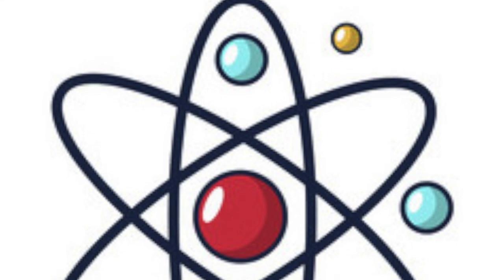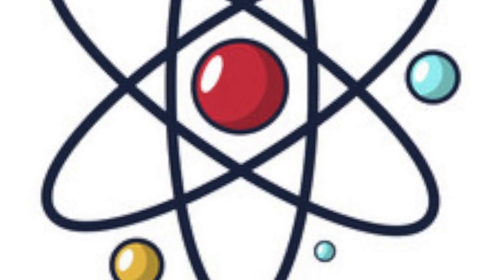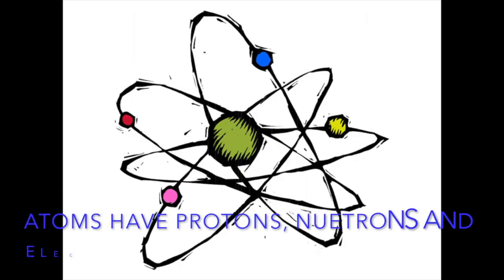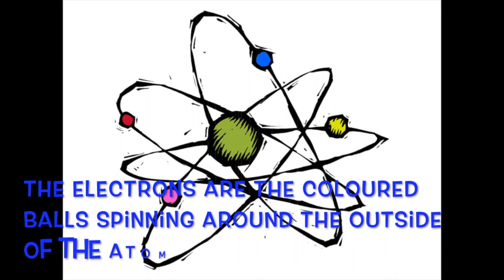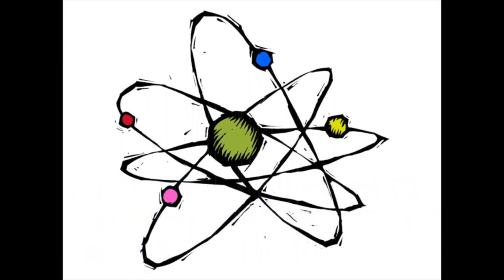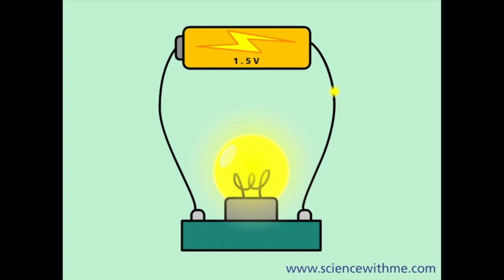Electricity comes from atoms. Atoms are tiny particles that make up all matter. Every atom has protons and neutrons that stick together in the middle of the atom and an electron spinning quickly around the outside. The electron is where electricity comes from. The electrons move quickly from one atom to another. This flow of electrons makes electricity.